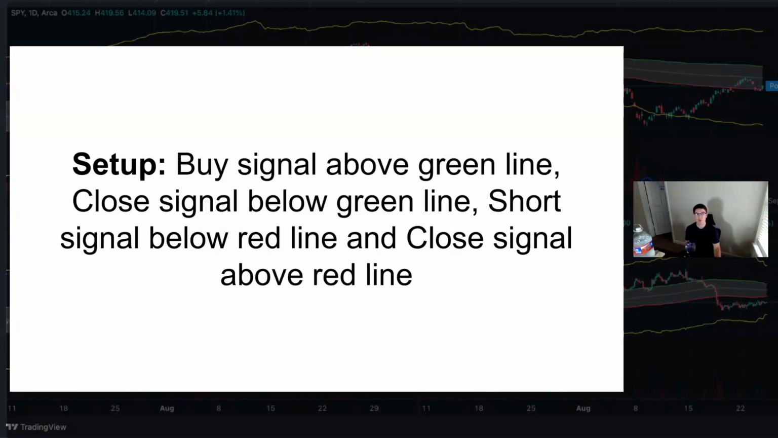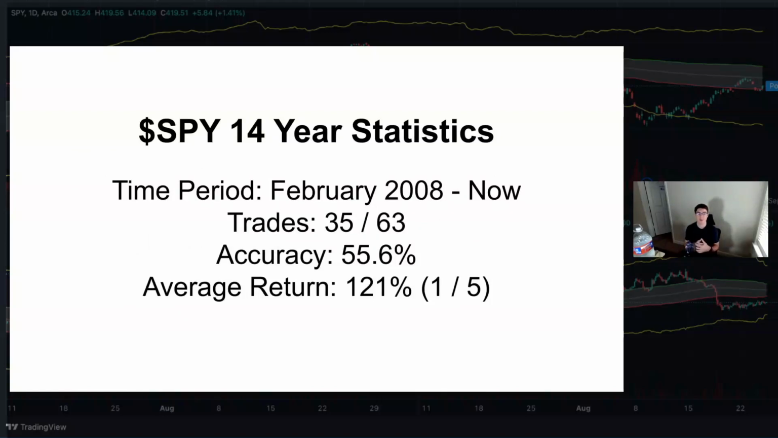If we look into that a bit further, here are our statistics for the S&P 500 if we follow this setup, pulling from the last 14 years. The time period for this backtest was February 2008 to now. The total trades was 63, with 35 being successful. That gave us an accuracy rating of 55.6%, so about 55% of the swing trades made money. Including our losers and our winners, we had an average return over those 14 years of 121%, with our risk to reward being 1 to 5 on every single trade. That is obviously pretty good, right?